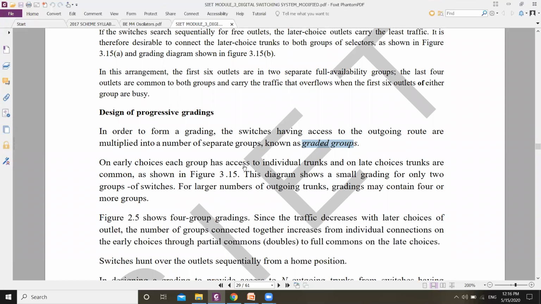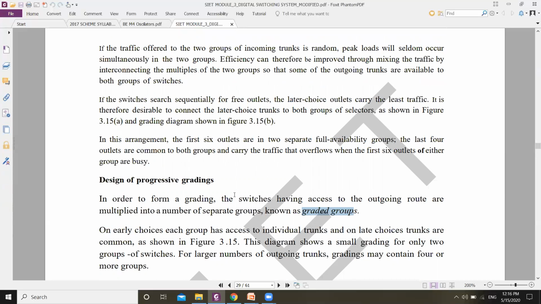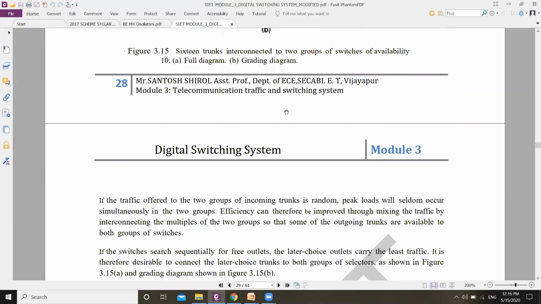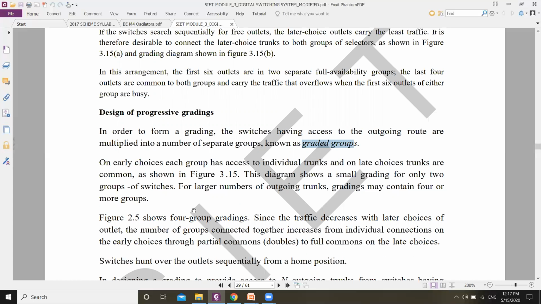Each group has access to individual trunks, and on late choices, trunks are common. On the late choices, the trunks are common, meaning we are connecting two trunks together. The diagram I showed just now shows a small grading for only two groups of switches. In this, there are only two groups of switches. So this is a kind of grouping or grading that we do.